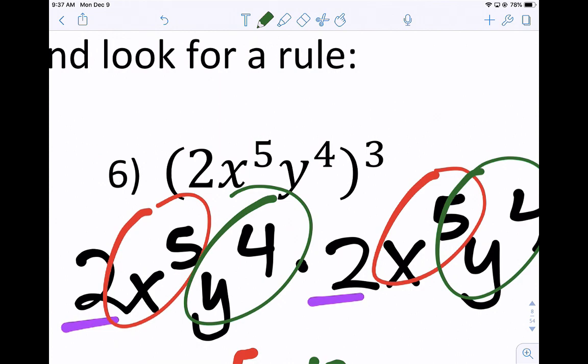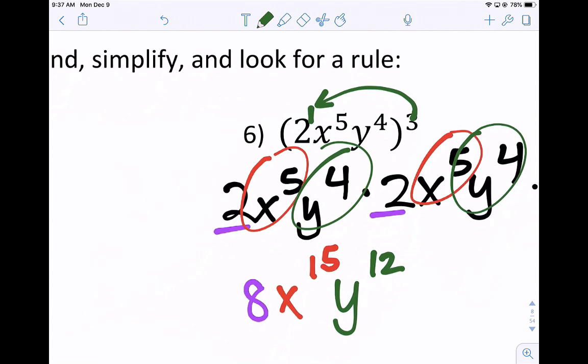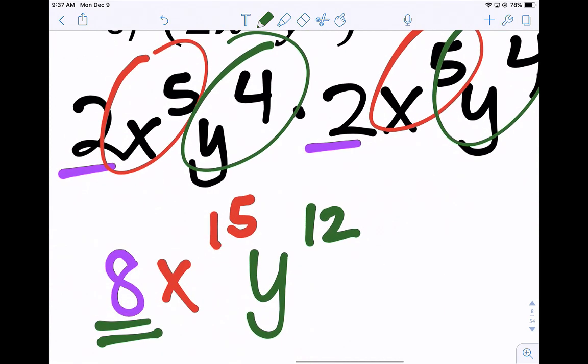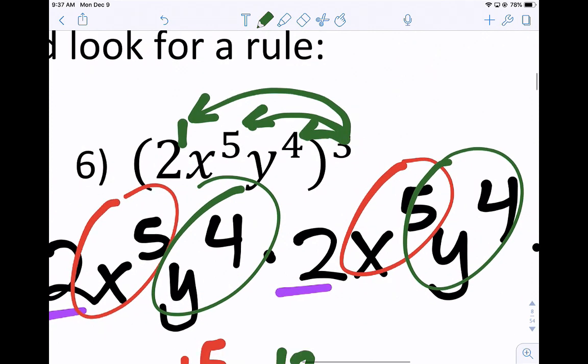So if it's 2, it's 2 to the 1st power. And so we have 1 times 3 is to the 3rd power. 2 to the 3rd power is 8. We have 5 times 3, which is the 15, and we have 3 times 4, which is the 12.